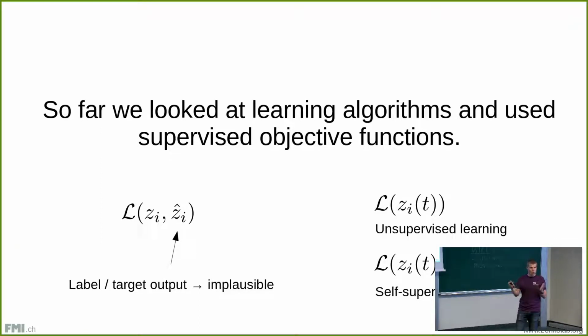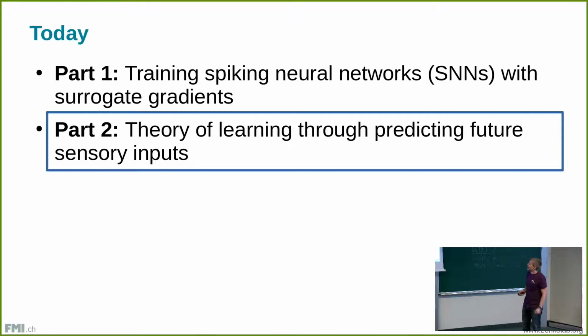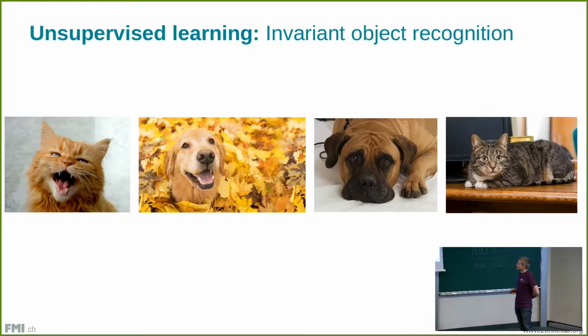So that's only working on inputs, but it can be very powerful. And in the machine learning nomenclature, it's called self-supervised learning, for total confusion, although it is technically an unsupervised learning algorithm. And we're going to walk through an example from ongoing work in the lab, which is really on this unsupervised learning, and we'll think about invariant object recognition here as an example.